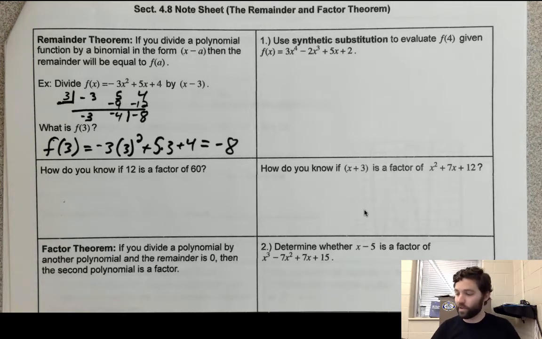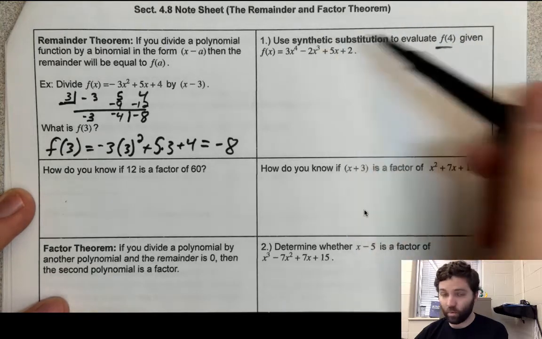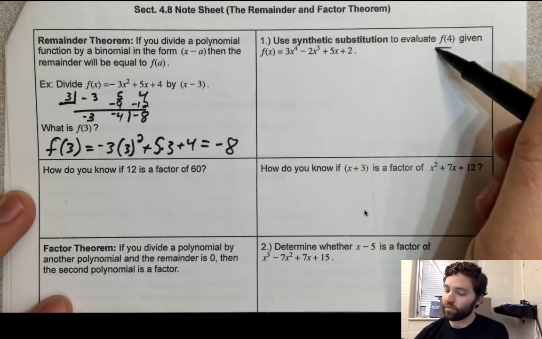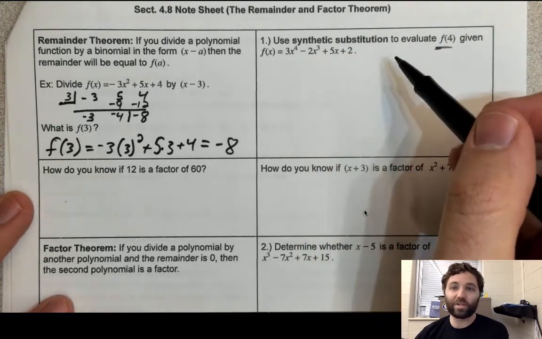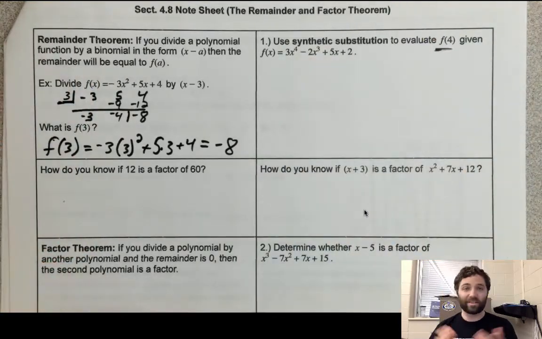So let's look at this example here, which leads into what's called synthetic substitution. If I want to find f of 4, for example, in number 1 here, I don't need to plug in 4 and use my calculator and all of that. I can use what's called synthetic substitution to do it. And all that is synthetic division. It looks the same as synthetic division, but we're asking and answering a different question.